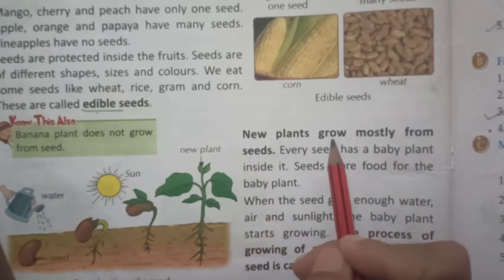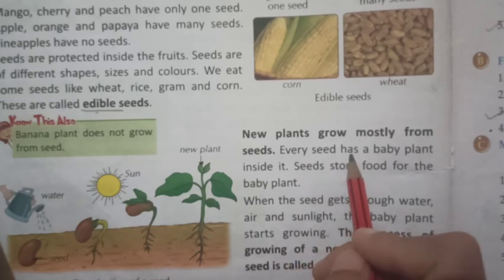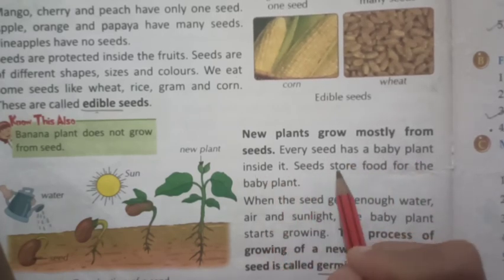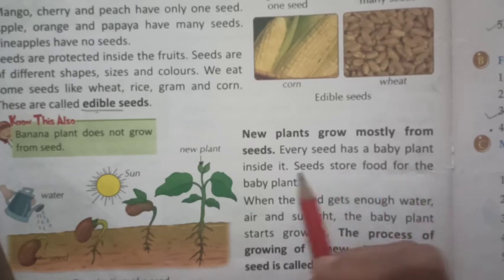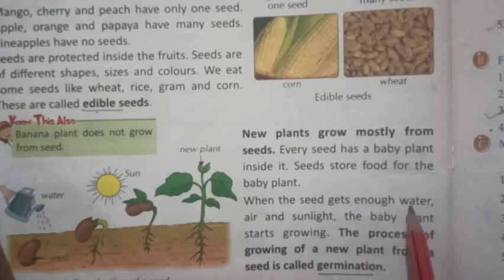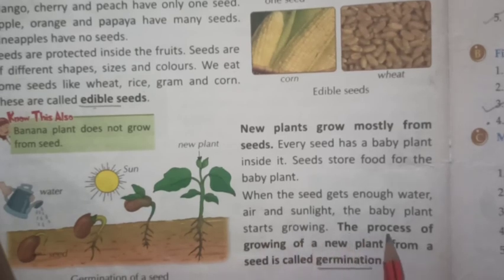New plants grow mostly from seeds. Every seed has a baby plant inside it. Seeds store food for the baby plant. When the seed gets enough water, air, and sunlight, the baby plant starts growing. The process of growing of a new plant from a seed is called germination.